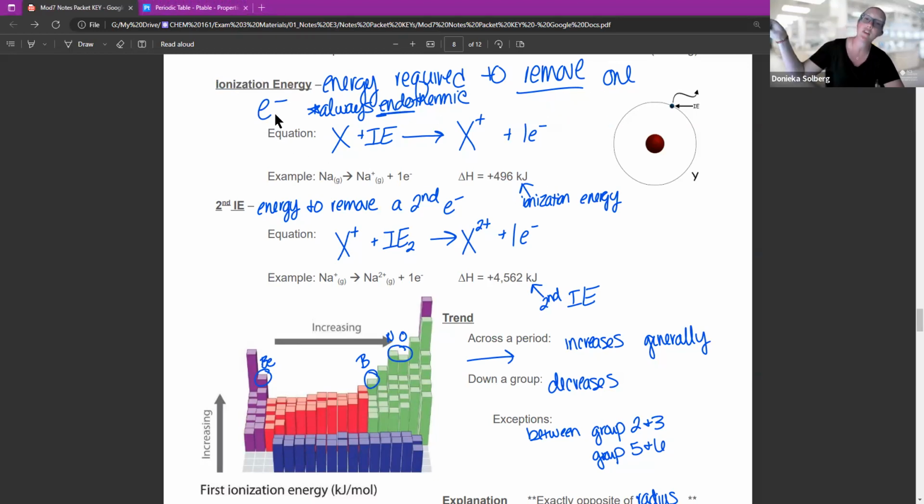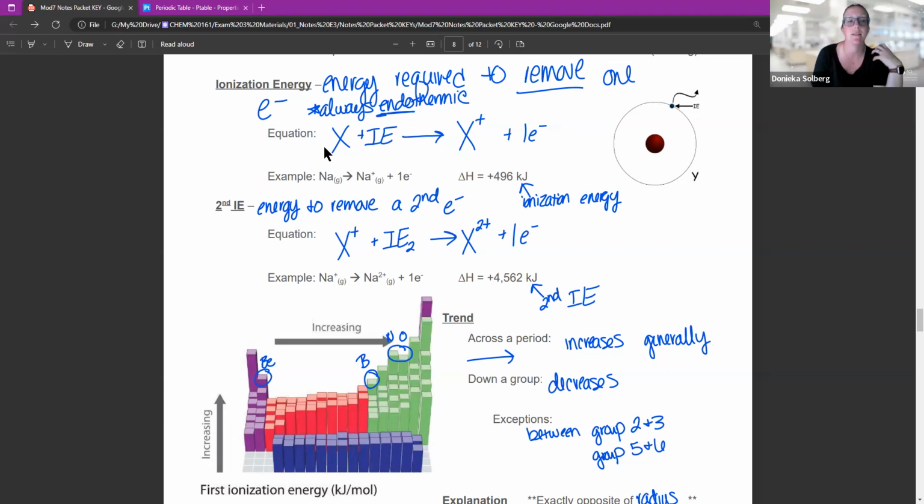And when you remove an electron, it becomes a cation, it becomes positive, okay? It always requires energy to remove an electron. It's like breaking an electron off. In order to break it off, you have to actually put in energy, you have to pull it off, okay? So it requires energy. This is an endothermic process.